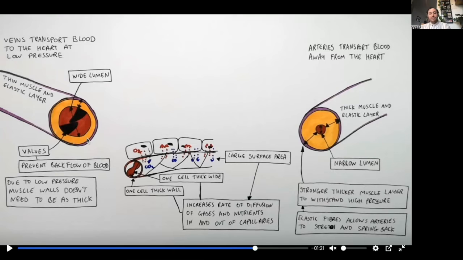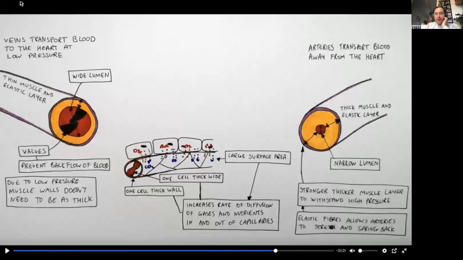So if you remember one of them, if you like, I can remember an artery. Artery's got a thick muscle wall, narrow lumen, and high blood pressure. That means that the vein must have a wide lumen, thin muscle layer, low blood pressure, and valves. Can you see how if you remember one, you remember the other one?